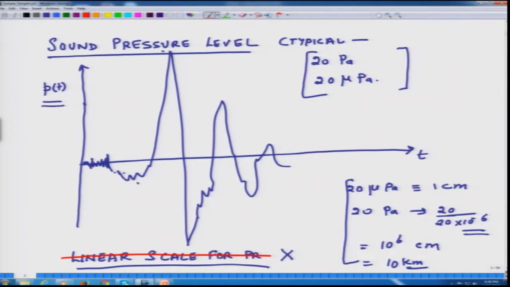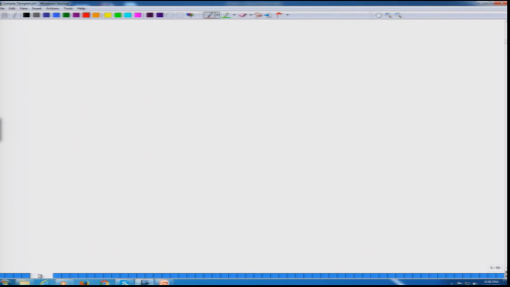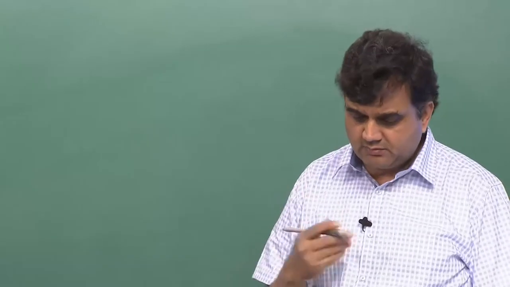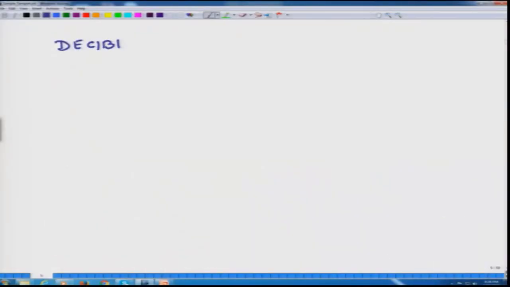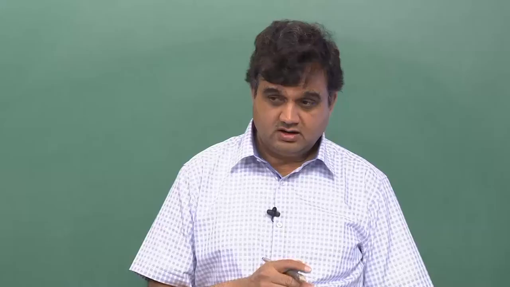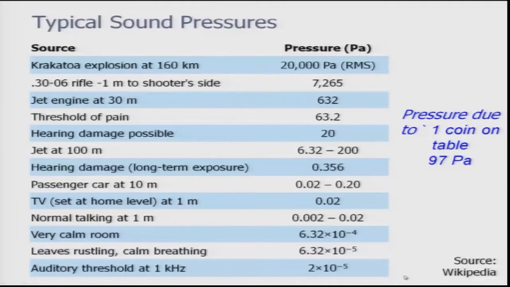So, for this reason, we go for a decibel scale, which is a logarithmic scale. For reasons related to practicality, actually that is one reason, there are other reasons also, and that is why we use a decibel scale, where instead of plotting the actual pressure, we plot logs of the pressure. So, then I can cover a very large range of pressures on the same scale on a small piece of paper. So, that is the importance of a decibel scale, and we will actually see how those scales are defined.